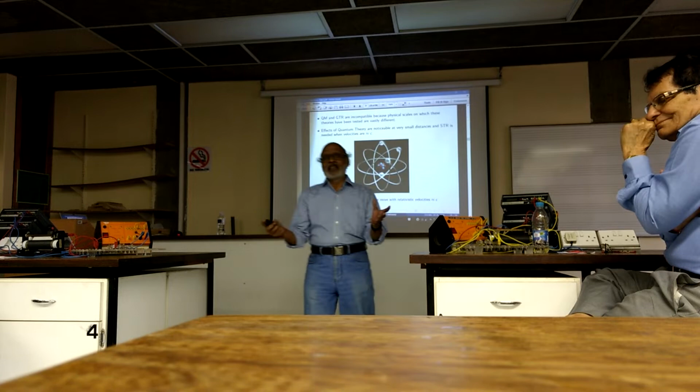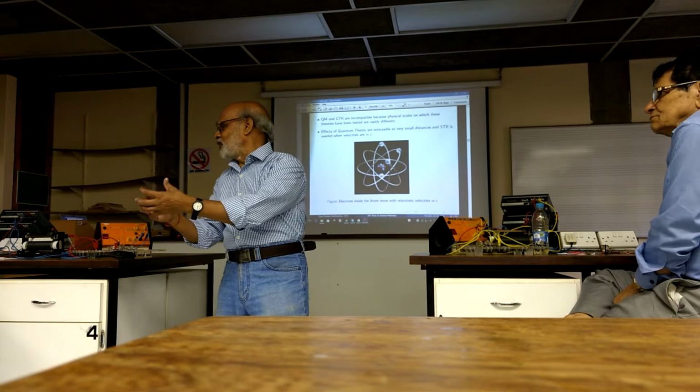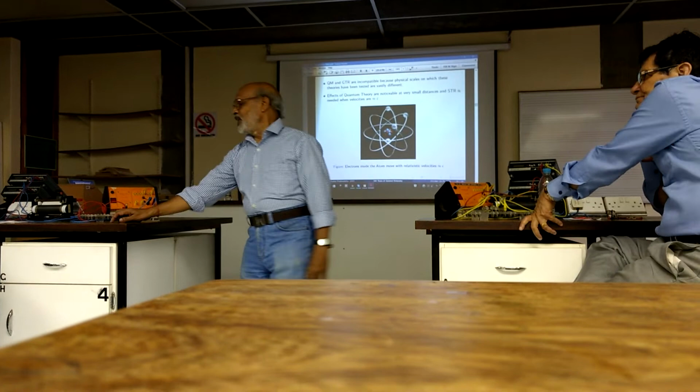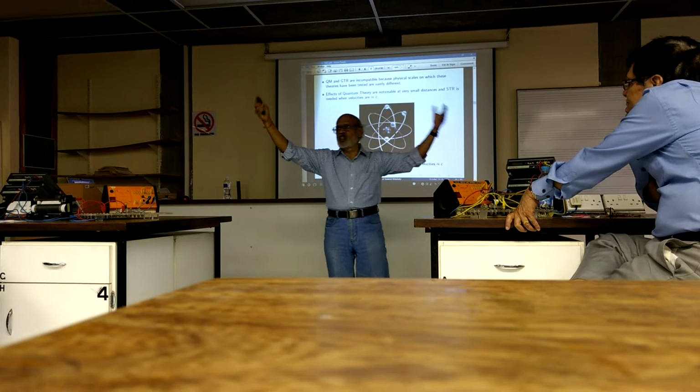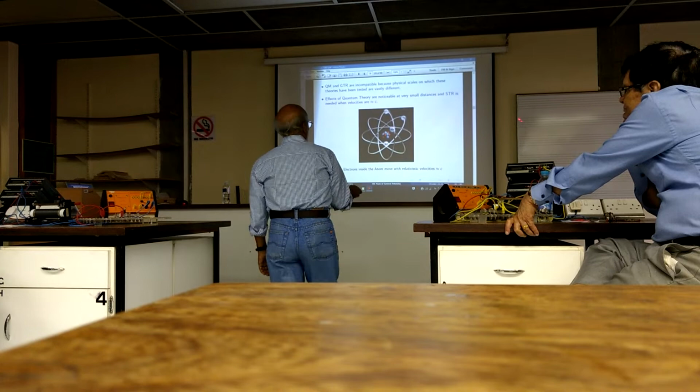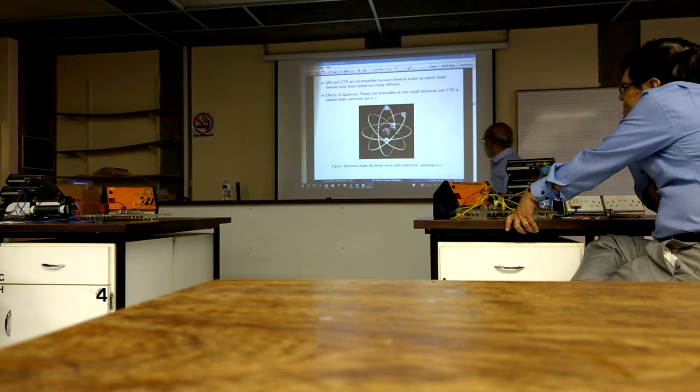Now, quantum mechanics and the general theory of relativity are actually incompatible. What happens? Quantum mechanics, or quantum theory, is applicable within the microcosmos, subatomic dimensions, subnuclear dimensions, okay? Whereas the general theory of relativity describes the universe at large distances, solar systems, and universe and galaxies and whatnot. And the special theory is more meaningful when the velocities are of the order of the velocity of light.